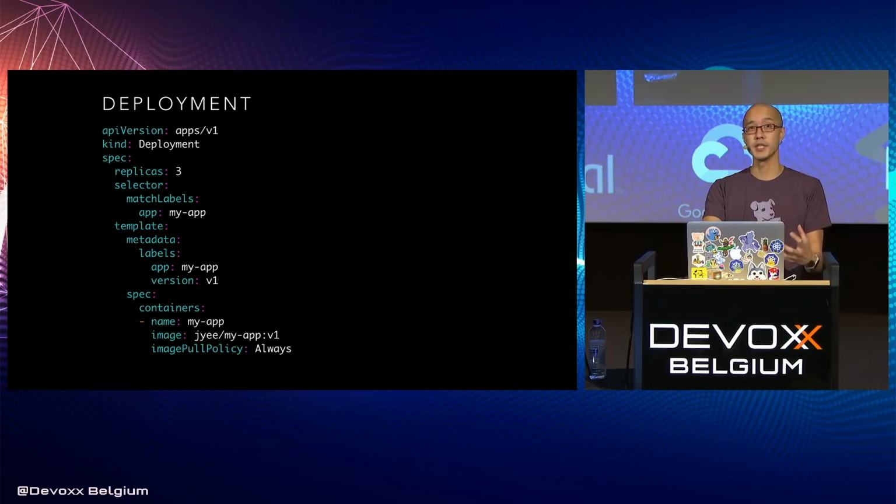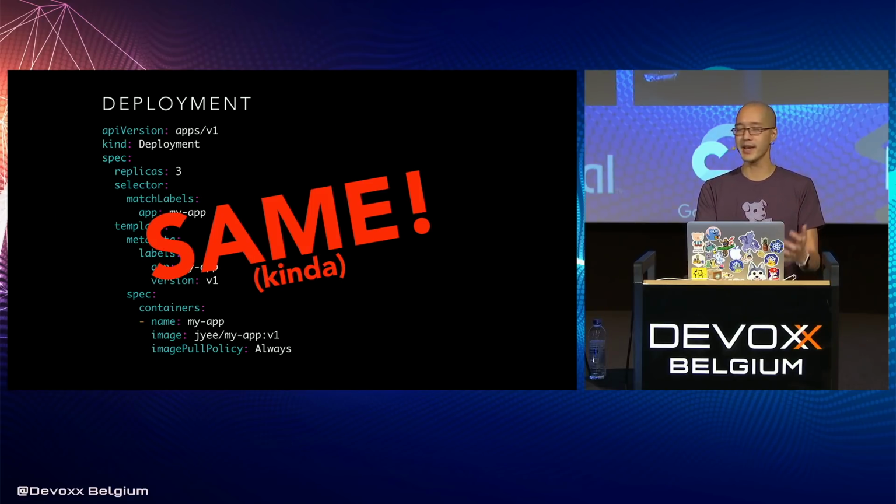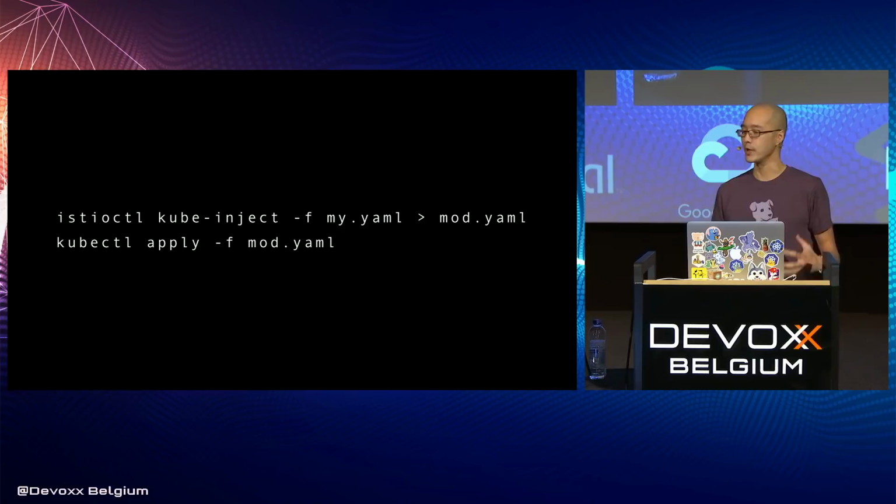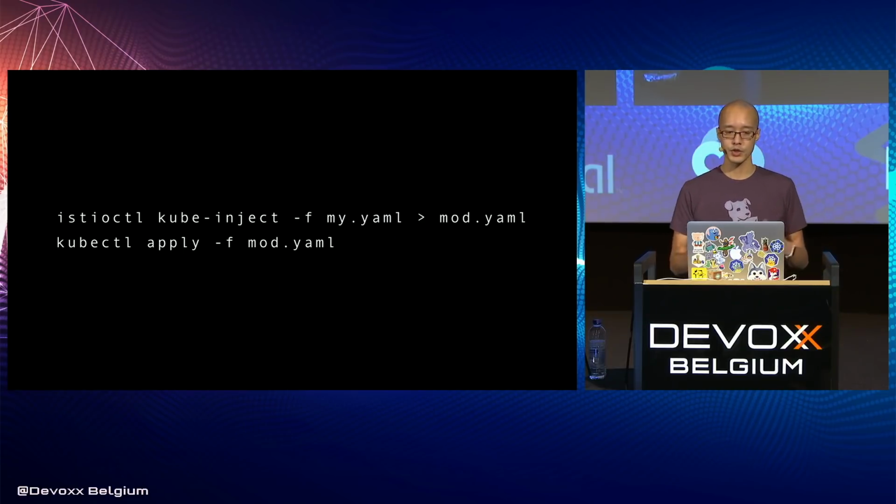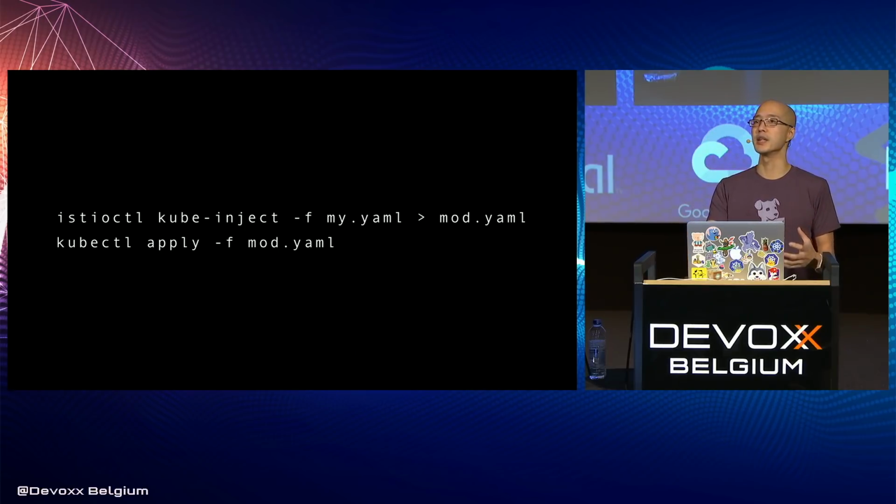When it comes to our deployments, though, when we're actually setting up the pods, what does that look like? Well, that surprisingly is also kind of the same. And I say kind of because there's not a whole lot you have to do. You'll manage your deployments in the exact same way that you have, but you'll do a fun little thing called kube-inject. So what we're going to do here is istioctl is a binary that comes with Istio. We can actually take our YAML, inject Istio into it, and dump that out, and then apply that.